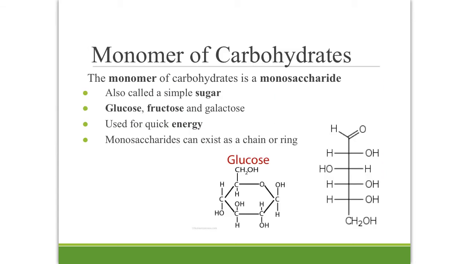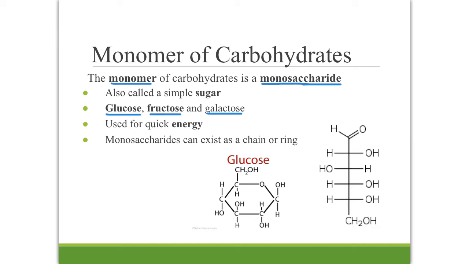Carbohydrates are a polymer, so the monomer of carbohydrate is known as a monosaccharide, or one sugar, mono meaning one. We also just call that a simple sugar. There are four main monosaccharides: glucose, which we're going to spend a lot of time talking about when we get to photosynthesis and cellular respiration; fructose, which you may have heard of in high fructose corn syrup that's used as a sweetener in many processed foods; and then galactose, which is not something that you're probably going to ever run into if you're not working in science.